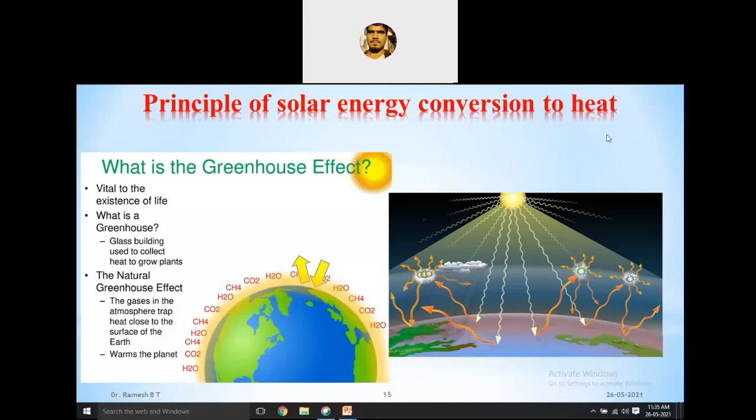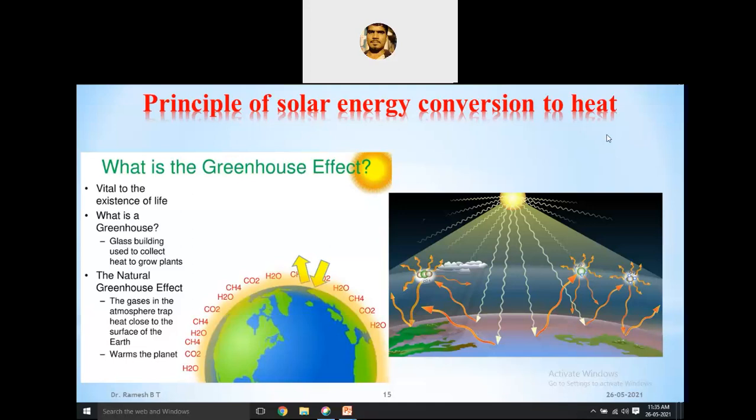What is meant by a greenhouse alone? A greenhouse is a glass building, a transparent building used to collect heat to grow plants at a controlled temperature. It is constructed purely of glass just to collect the heat, and that heat helps to grow the plants. That is what a greenhouse is. This is an artificial, man-made greenhouse.